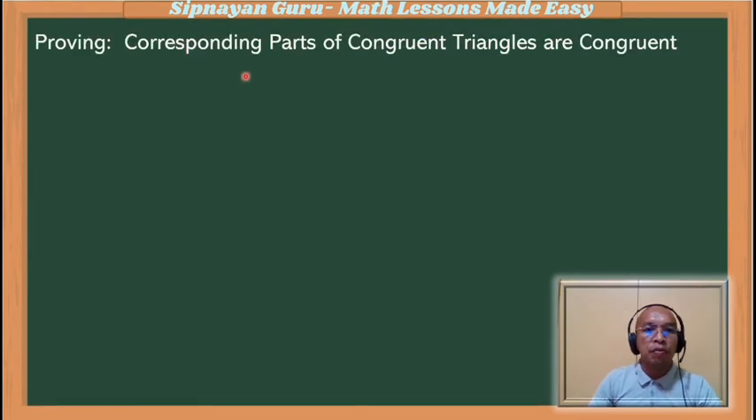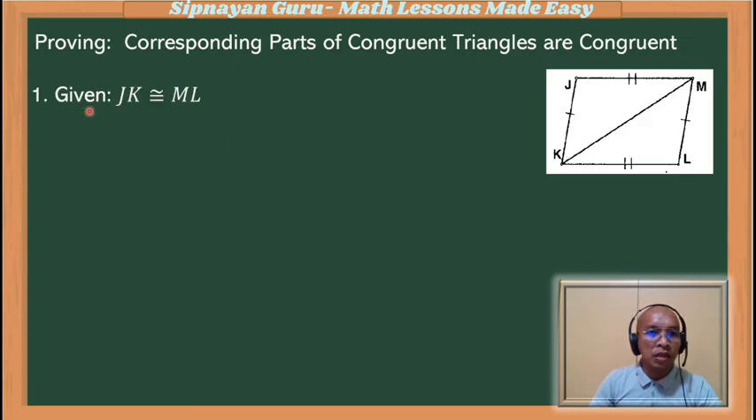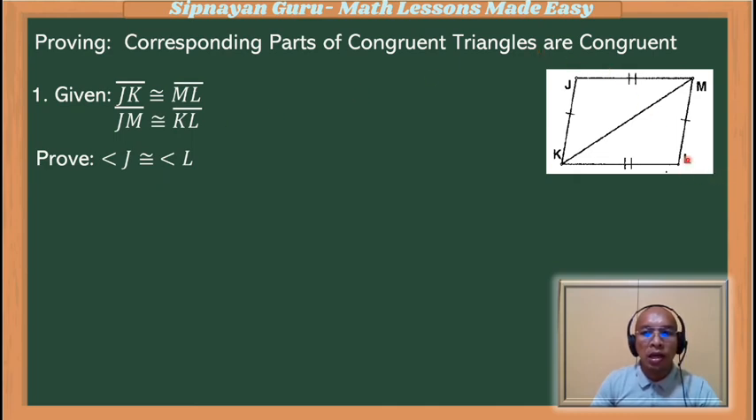Now, let's have proving on corresponding parts of congruent triangles. From this figure, we can say that the givens are the following. Segment JK is congruent to segment ML. And also, JM is congruent to segment KL, based on the identical markings. We are asked to prove that angle J is congruent to angle L.